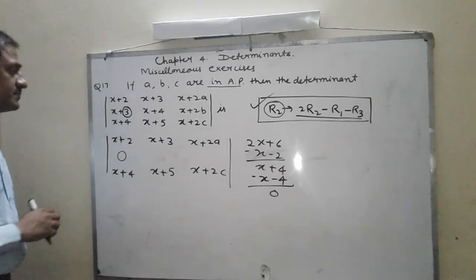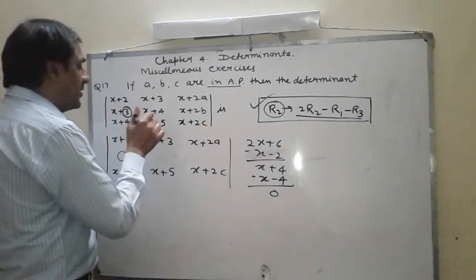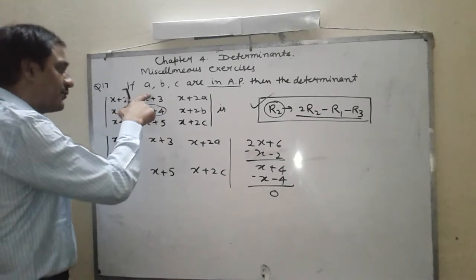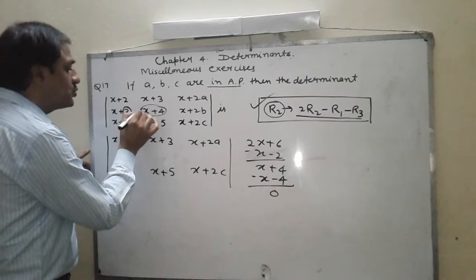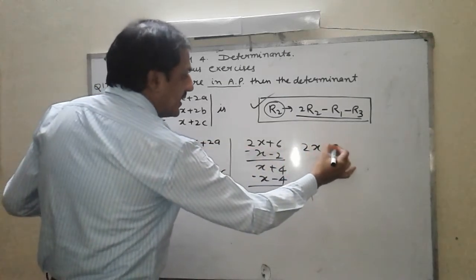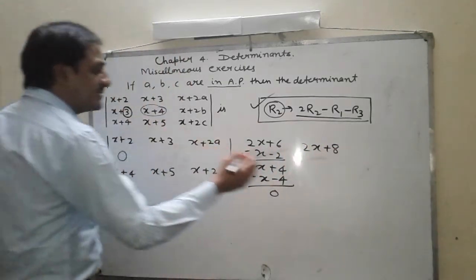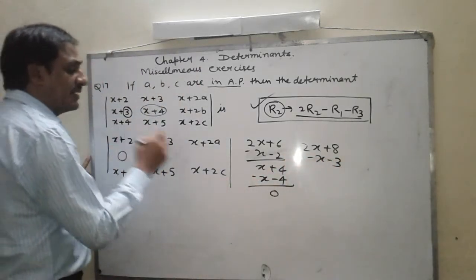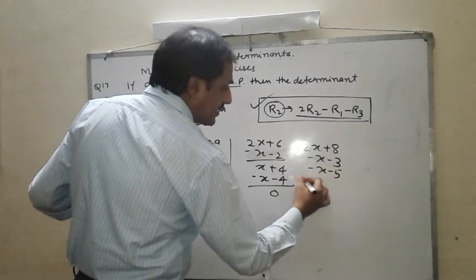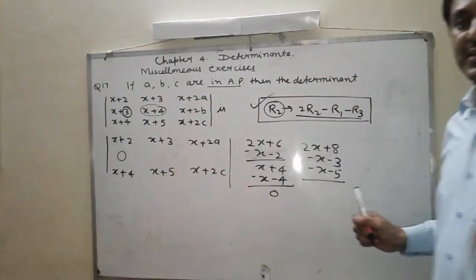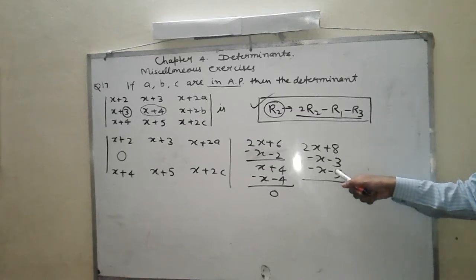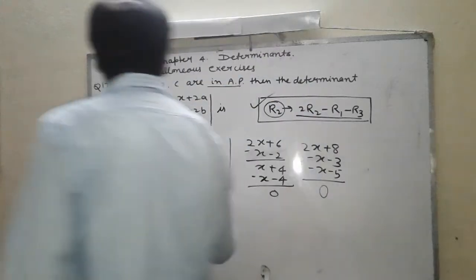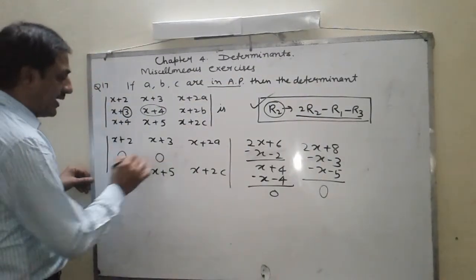Similarly, we can use it for the second element. 2 times of this, minus R1, minus R3. 2 times of this is 2x plus 8, minus x minus 3, minus x minus 5. Minus 3 minus 5 plus 8 is 0, and 2x minus 2x is also 0. Now the second element of the second row will also be 0.